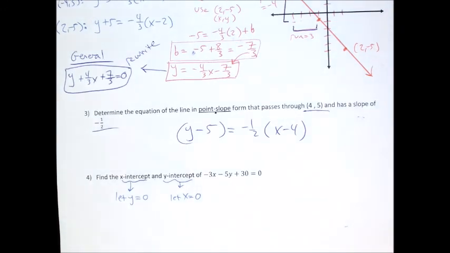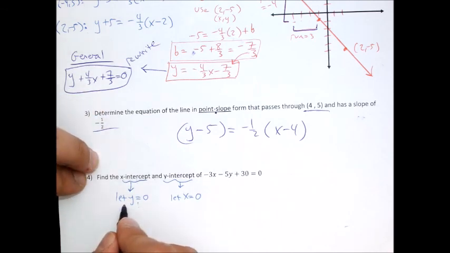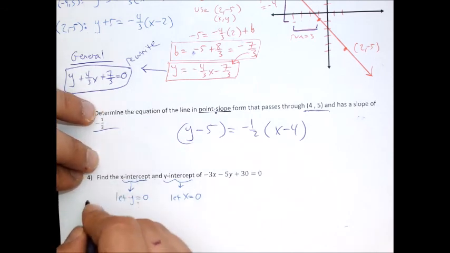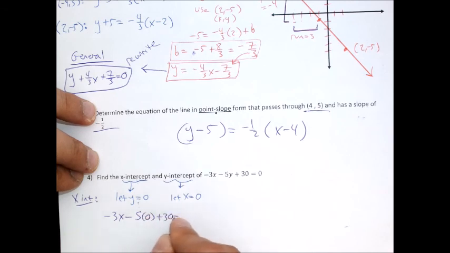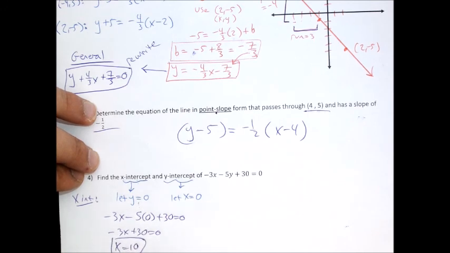And then the last one, to find intercepts, we find intercepts the same way no matter what we're doing. If we want to find the x-intercept, we let y equal 0 and plug in, and then solve for x. So let's do that one first. So let's let y equal 0. So this is for the x-intercept. We would get minus 3x minus 5 times 0 plus 30 equals 0. And then we solve for x, and we get minus 3x plus 30 equals 0. And so x equals 10. And so we get the x-intercept of 10, 0.